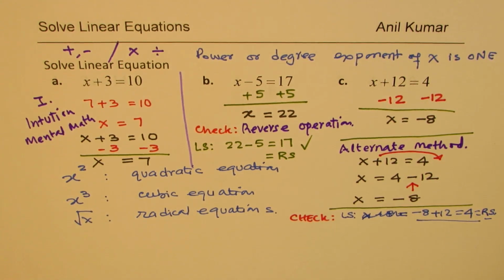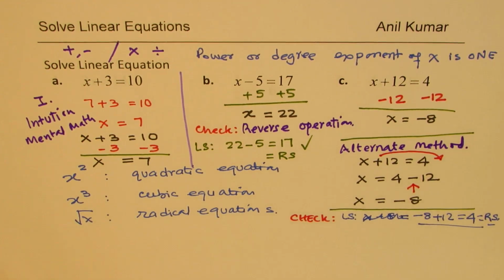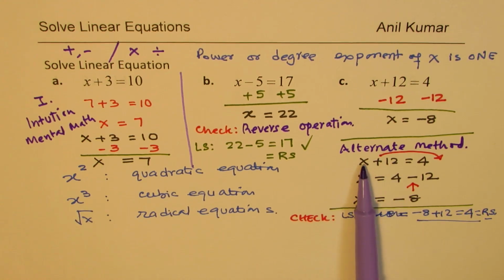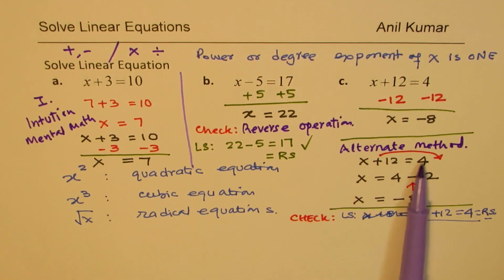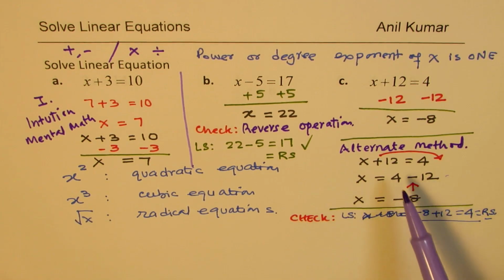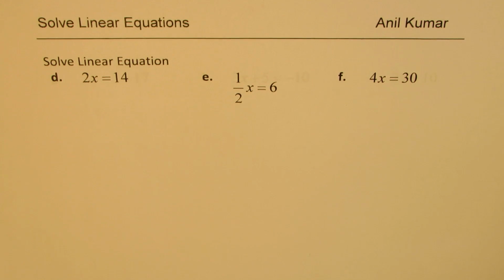These are all single step solutions of linear equations, right? Single step mainly because we look into this step. x plus 12 equals to 4, so x is 4 minus 12, which is minus 8. So you could have written here, and that becomes a single step solution. Is that clear to you, right? Now let's take more single step solutions.